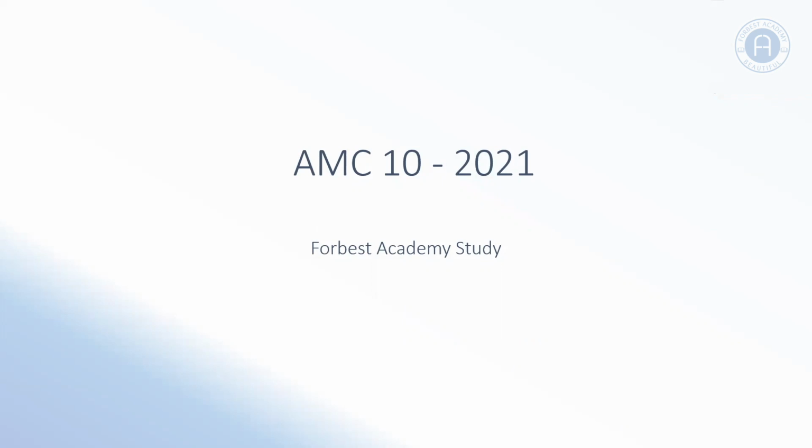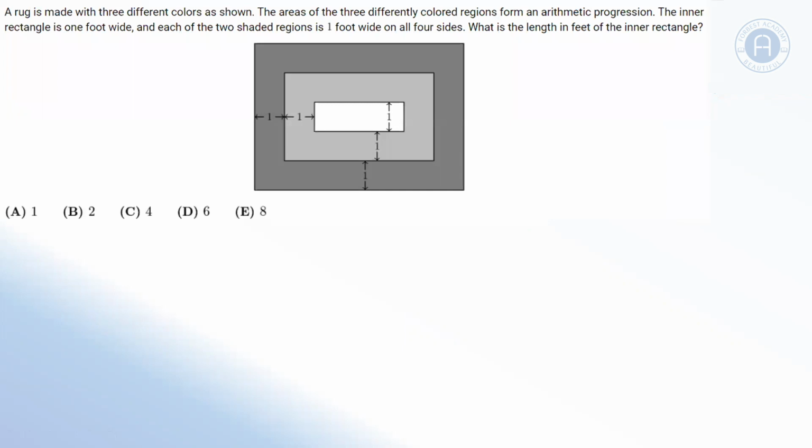This week we have been breaking down 5 past paper questions from the AMC 10, and today we're going to be looking at a question involving area and an arithmetic sequence. A rug is made with 3 different colors as shown. The area of the 3 differently colored regions form an arithmetic progression. The inner rectangle is 1 foot wide, and each of the shaded regions is 1 foot wide on all 4 sides. What is the length in feet of the inner rectangle?